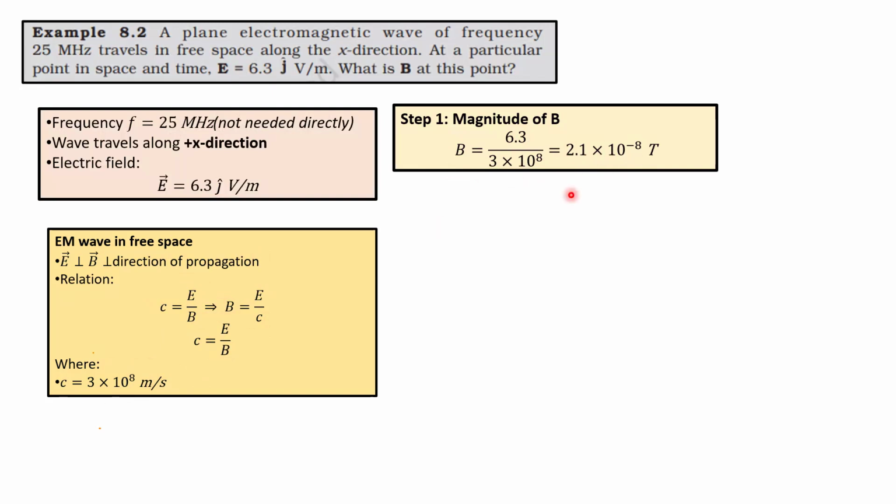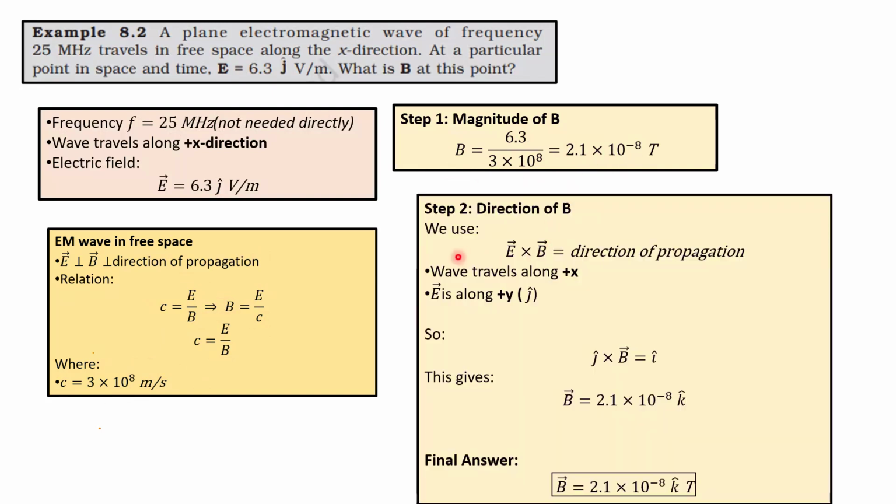What is the direction? For direction, E cross B is the direction of propagation. All three are perpendicular to each other. Propagation is along the x-axis, electric field along the y-axis, and magnetic field will be along the z-axis. The electric field is in the y direction because it is mentioned as j cap.